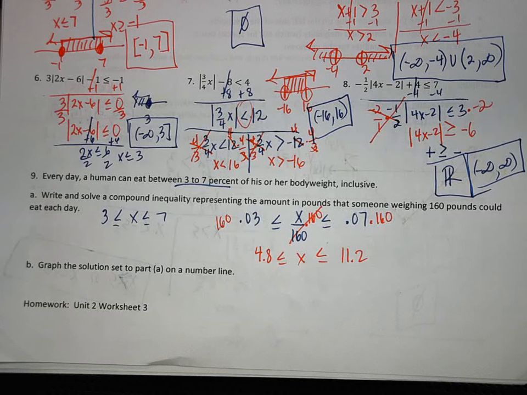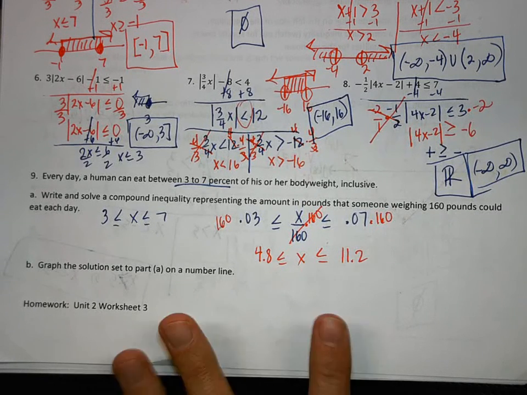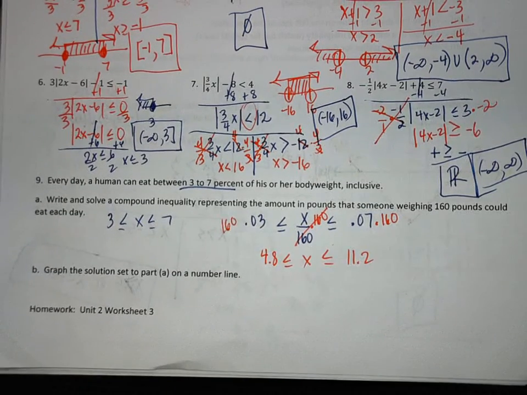Because if you were to divide by 160 on each side, it ends up making something like 5,000 and something. So obviously somebody's not going to eat 5,000 pounds a day. But 4.8 pounds of food makes a little bit more sense, even though it still seems like a lot. But okay, so that is your equation, your inequality.